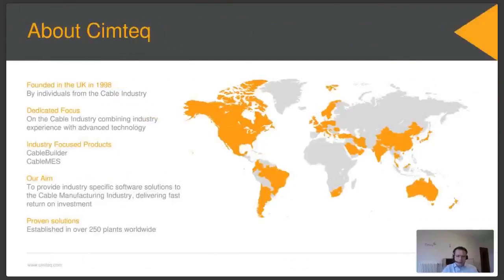A few words about Cimteq. We've been around since 1998 as a cable company. A cable company not meaning that we ever made a cable. We never made a cable, but we've always been supplying software for the cable industry only. Our main products are Cable Builder and Cable MES. Cable Builder is a dedicated cable design solution, and MES is a manufacturing execution system. We're established in more than 250 plants worldwide. So that's a pretty decent footprint in the industry.